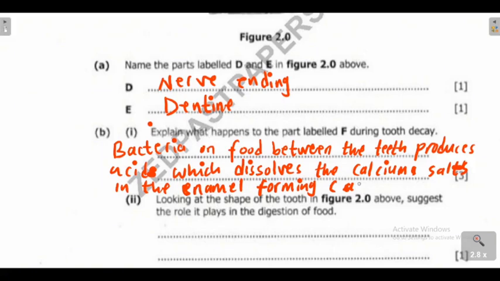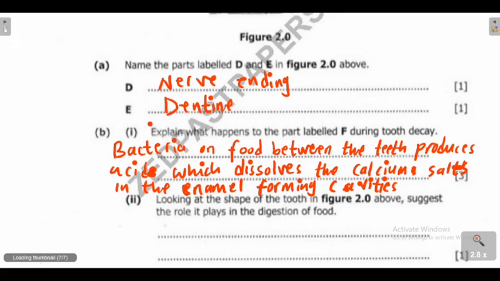So we have said bacteria in food between the teeth produces acids which dissolves the calcium salts in the enamel, forming cavities. This is what normally happens to the enamel. Take note of the keywords. We have said the bacteria on the food, that food lies between the teeth. It produces the acids which dissolve the calcium salts in the enamel, hence forming the cavities. Very important for you to take note of this. So we have answered question B, Roman numeral 1.